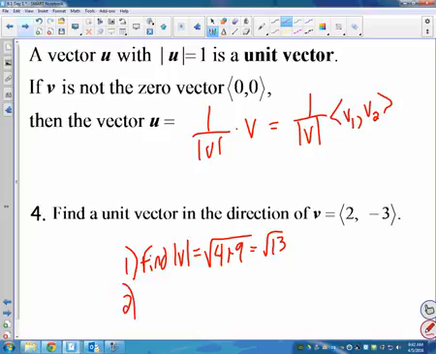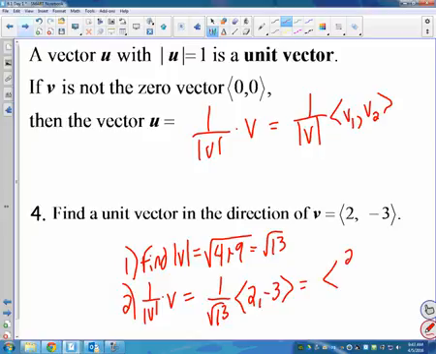Step 2 is we're going to use our formula. We're going to take 1 over the magnitude times the vector, which is just going to be 1 over the square root of 13 times the vector <2, -3>. So let's just multiply that in. That gives me 2 over the square root of 13 and negative 3 over the square root of 13. You could rationalize those, but we'll leave it like that.